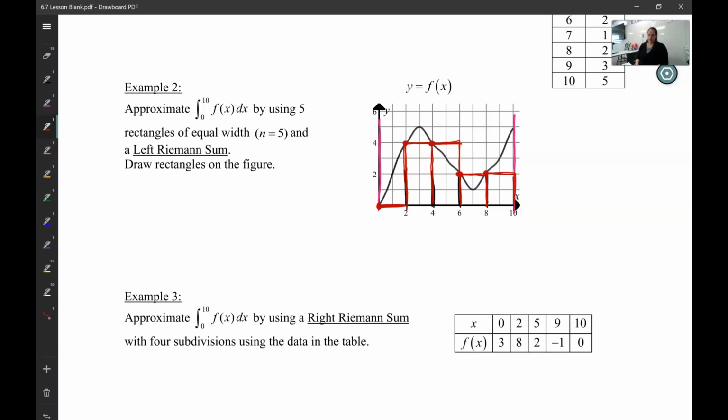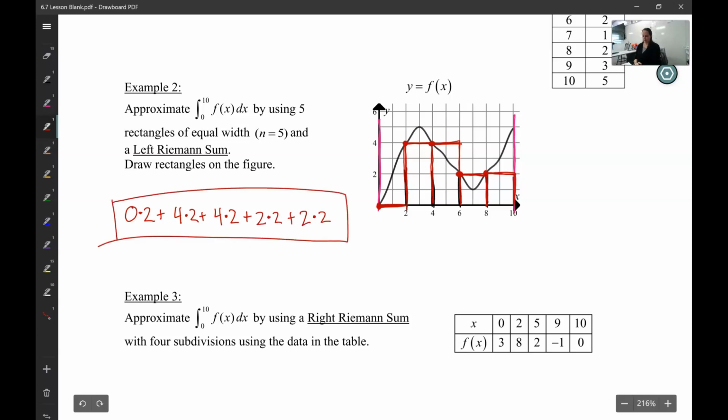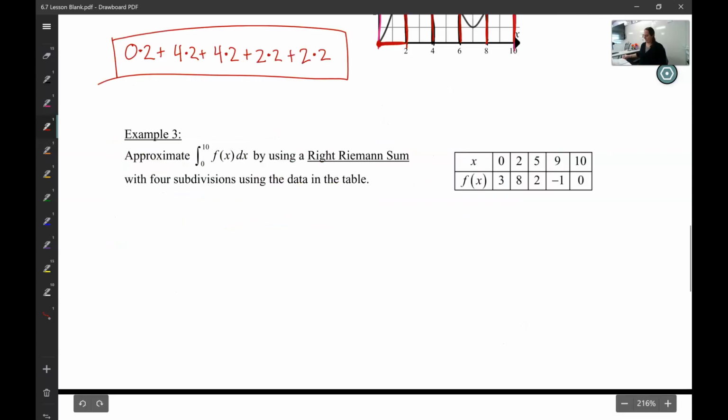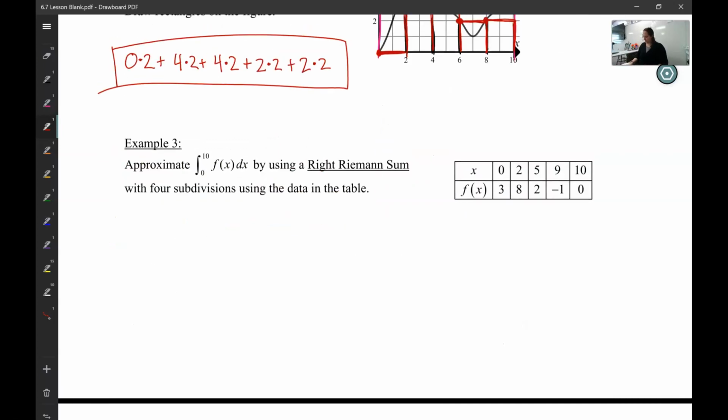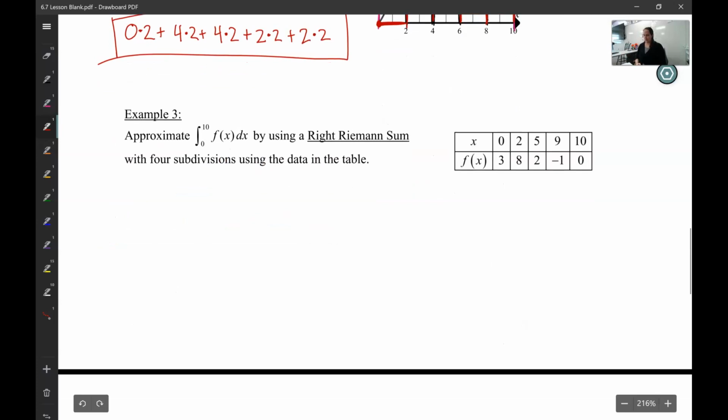Now I just find the areas of my rectangles. So this first one is height 0, width 2. Second, height 4, width 2. Height 4, width 2 for the third. Height 2, width 2 for the fourth. And same for the fifth. And there's our left Riemann sum. Okay, let's do a right Riemann sum.